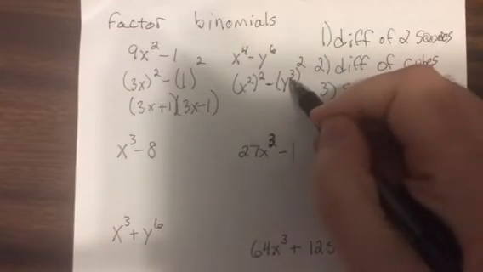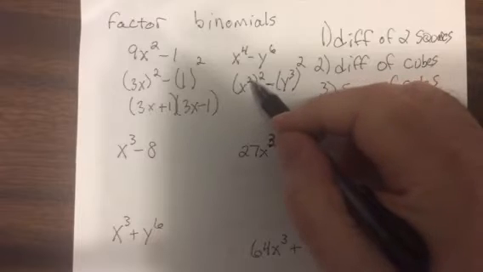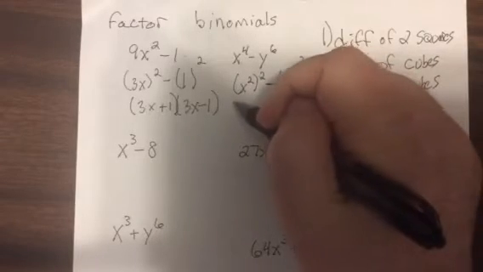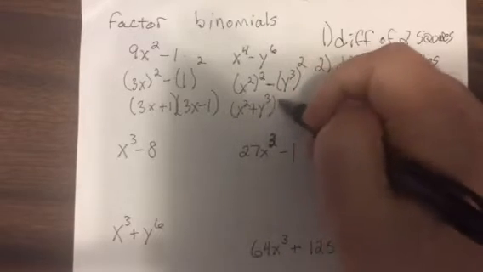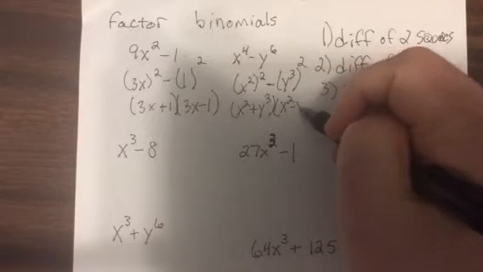So this is a cube, got a minus, but this is not a cube. So we'd have x squared plus y cubed, x squared minus y cubed.